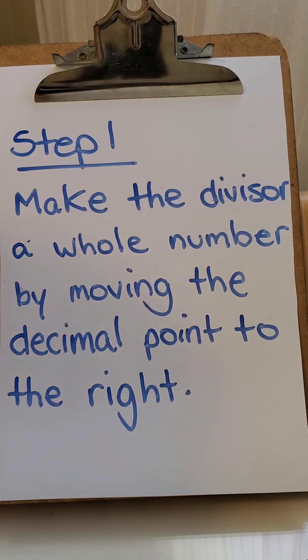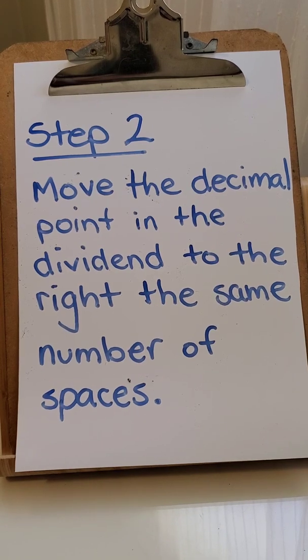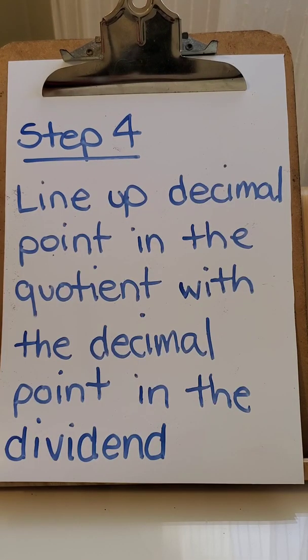Okay, step 1. Make the divisor a whole number by moving the decimal point to the right. Step 2. Move the decimal point in the dividend to the right the same number of spaces. Step 3 is to divide just like normal. Step 4. Line up the decimal point in the quotient with the decimal point in the dividend.